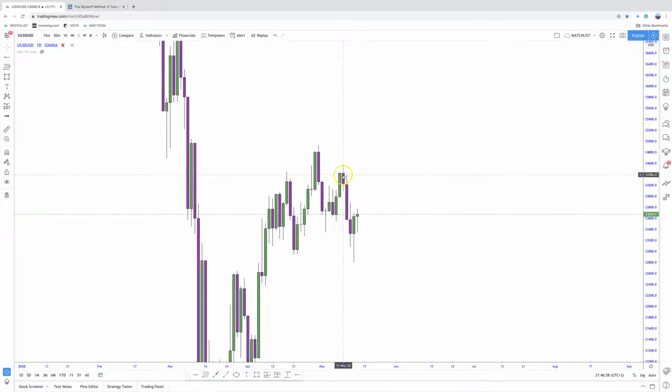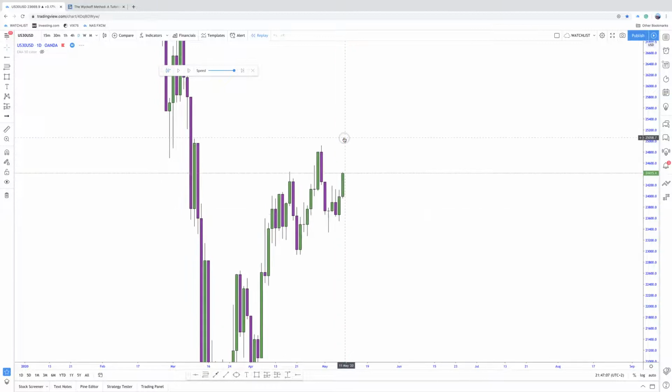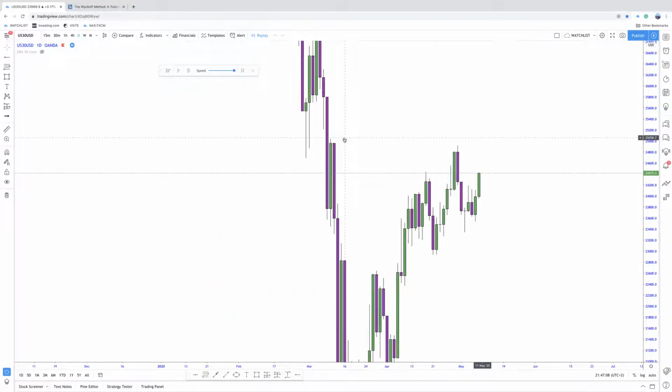So this week, these 1, 2, 3, 4, 5 candles were last week's candles, right? So let me use the replay tool and delete them. It's almost like we're going back in time to the 9th of May, whatever the date was.